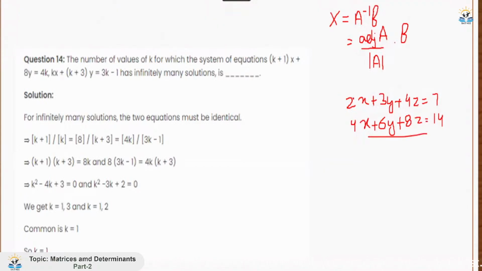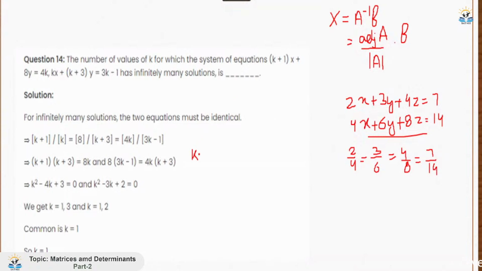So the ratio of terms would be the same, that is 2 by 4 is equal to 3 by 6 is equal to 4 by 8 is equal to 7 by 14. You can see that each term is equal to half. So that's what we can do here.